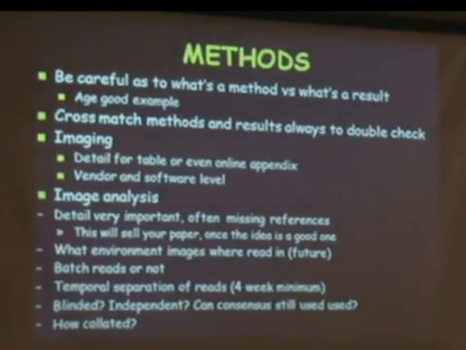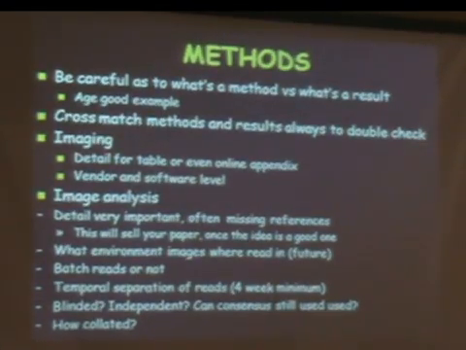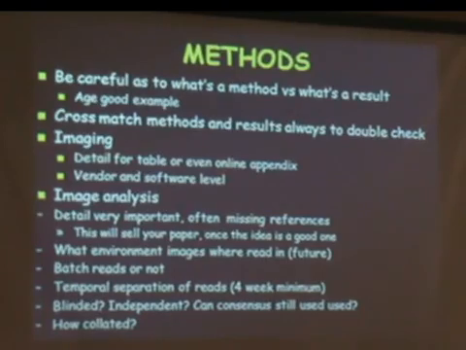Be careful as to what's a method and what's a result. Age can be either a method or a result. So if I'm looking at MR rotator cuff tears, my age is important because that's part of my inclusion criteria. If I'm studying parosteal osteosarcoma, my age is a result because it tells me it occurs in younger patients. So be careful about what's a method and what's a result.